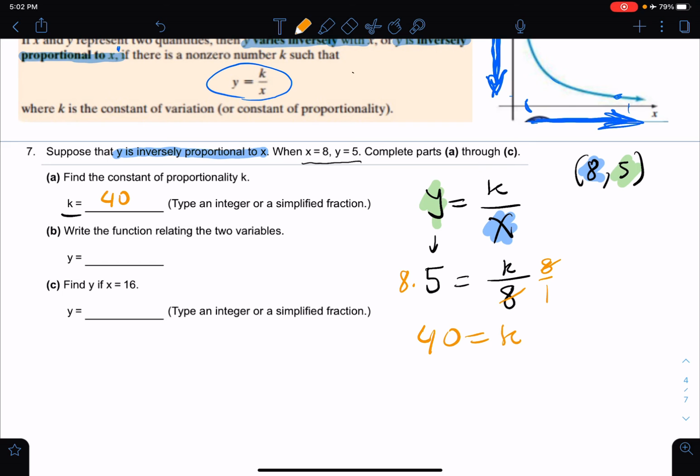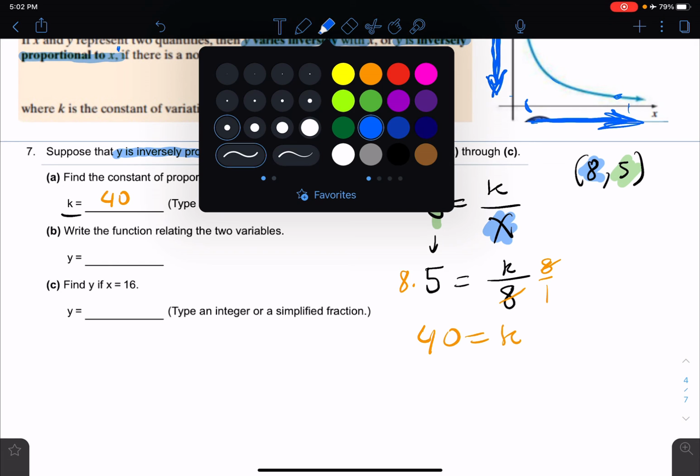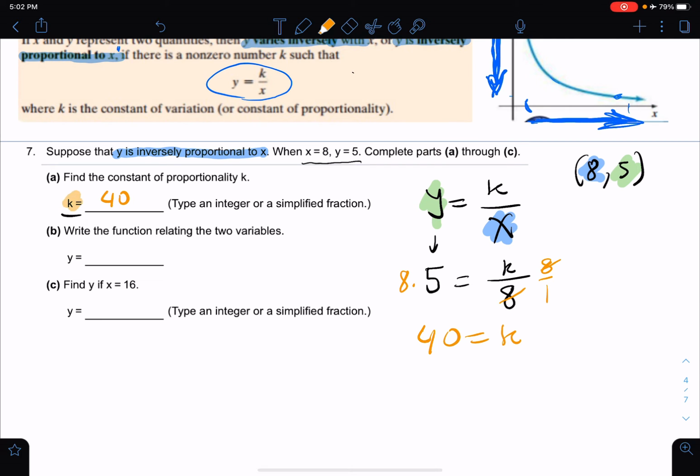Okay, so now go back to the formula, and I guess I'm using this color now. We said k is 40, so we replace k with 40, and we've got our equation. What is our equation? Our equation is y equals 40 over x. Got it. Y equals 40 over x. And then what else do they want? They want us to, okay, so we've got our equation now.